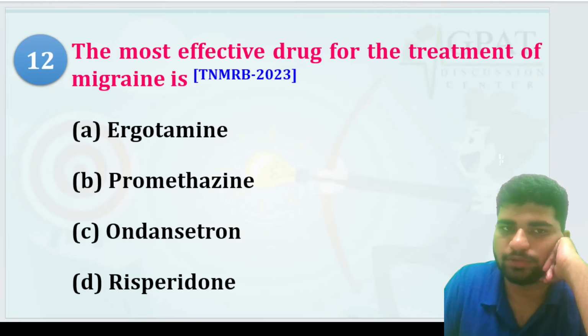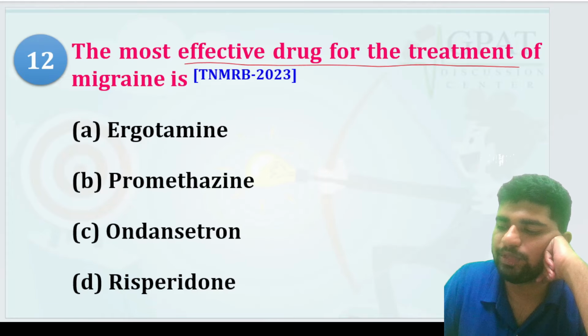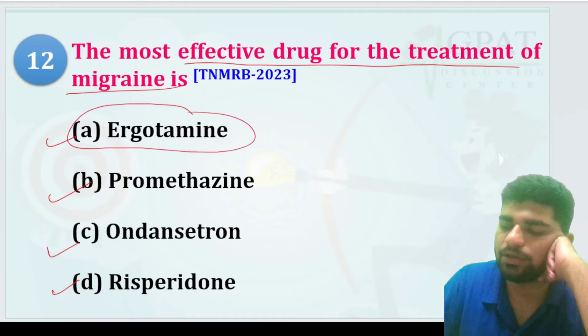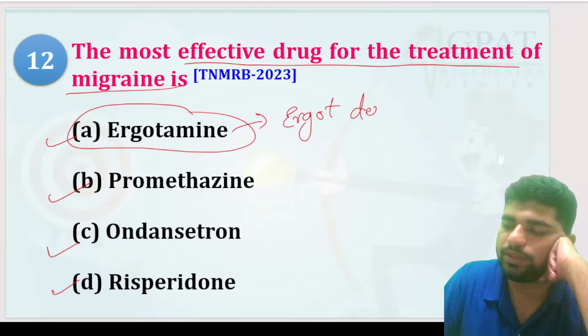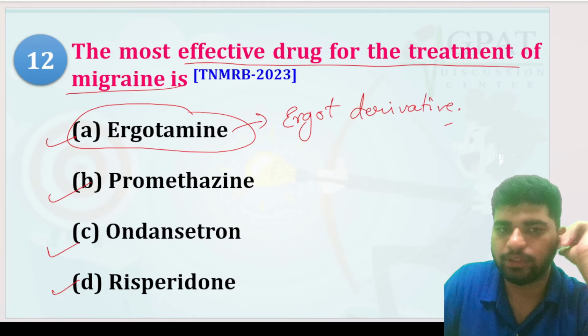Okay, let's move on to the next question. The most effective drug for the treatment of migraine is ergotamine, promethazine, ondansetron, or risperidone. What is it? It is ergotamine, that is an ergot alkaloid derivative. Okay, ergot is ergotamine.